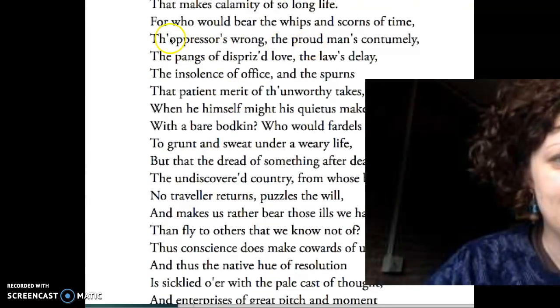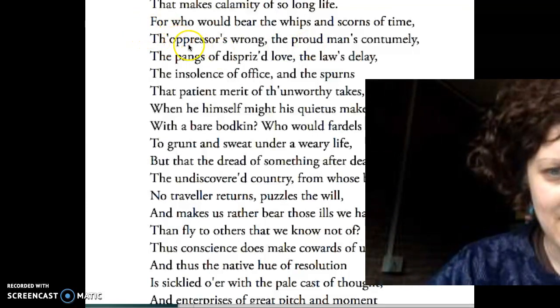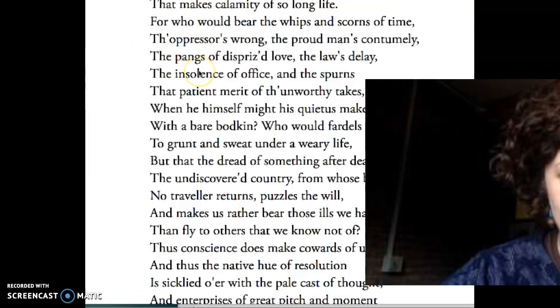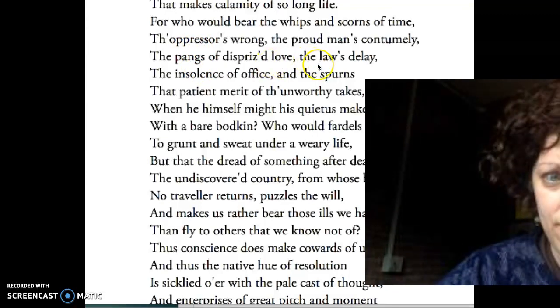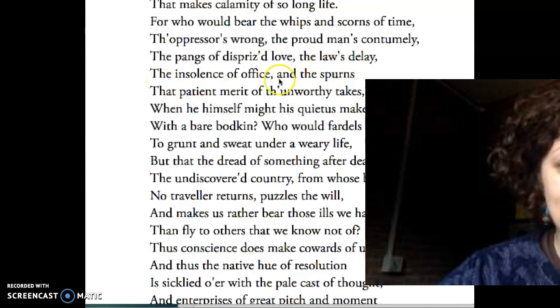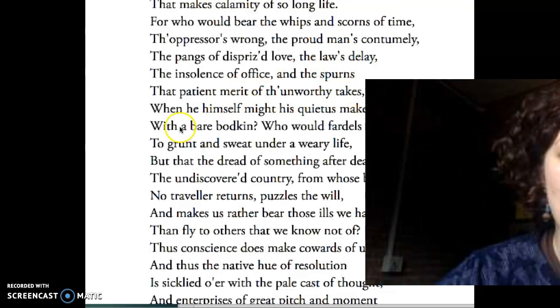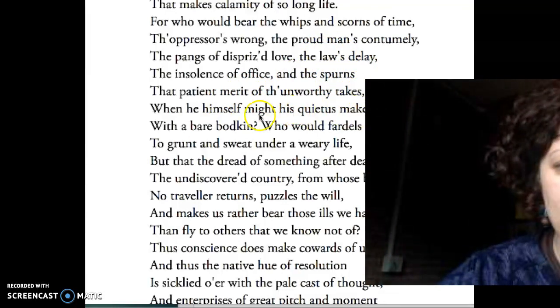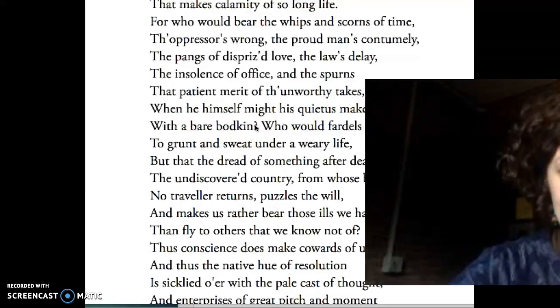So here we are with a list. "For who would bear the whips and scorns of time?" Here we are. One, the oppressor's wrong. Two, the proud man's contumely. Three, the pangs of despised love. Four, the law's delay. Five, the insolence of office. Six, and the spurns that patient merit of the unworthy takes, when he himself might his quietus make with a bare bodkin. Right? That is all one thought, but it's a list.